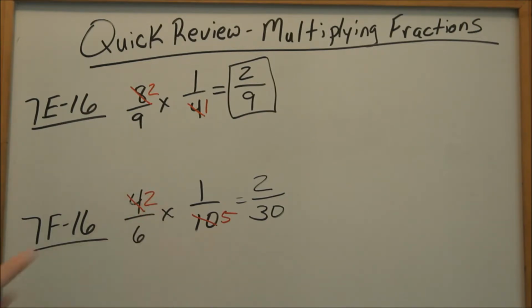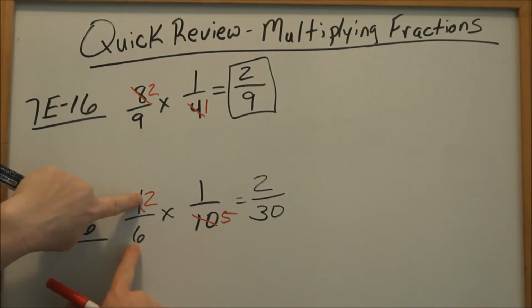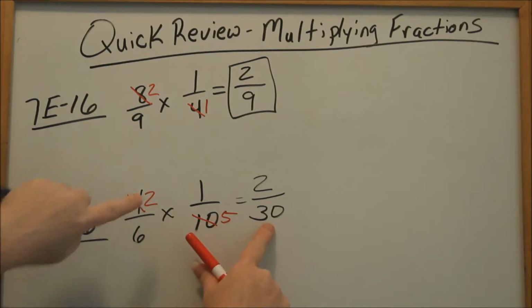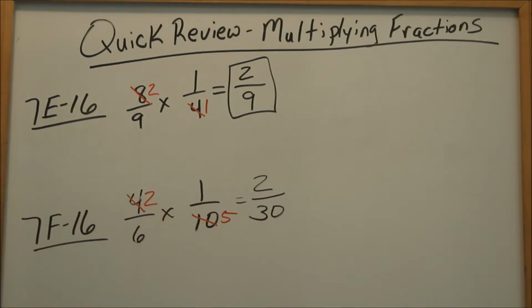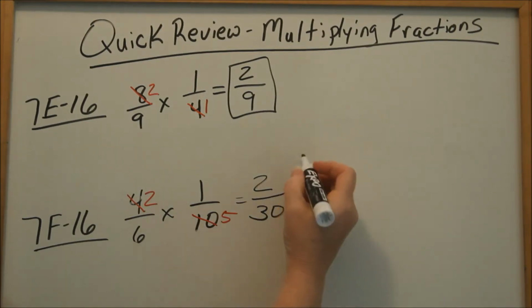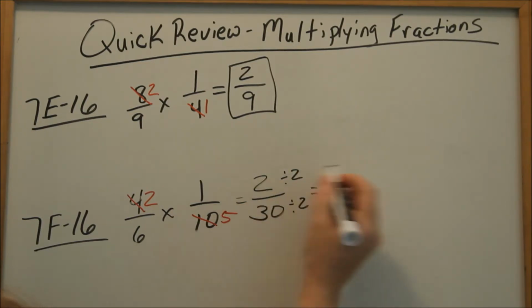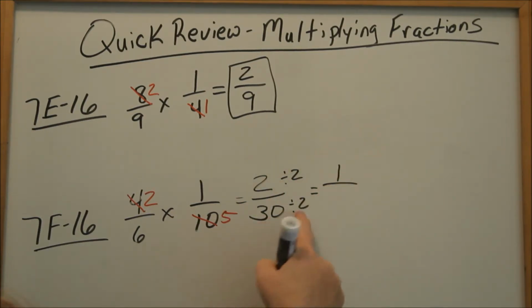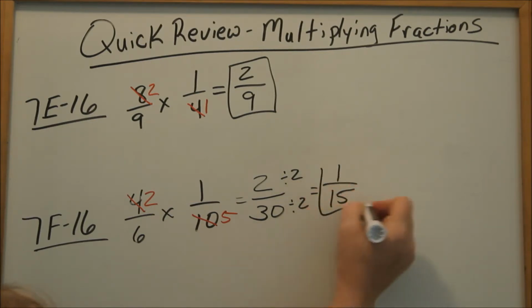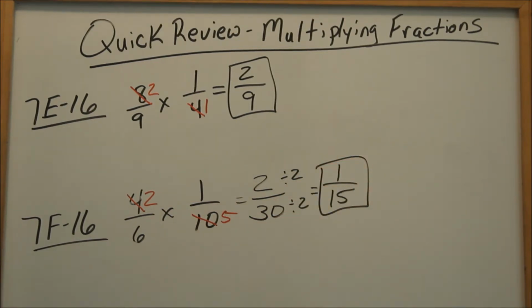Turns out I could have reduced 2 and 6 right here. So I could have reduced from numerator to denominator right here, and because I didn't reduce right here, then I can still reduce at the end. Okay, so I'll go back and work this again, but I can reduce here. So I can divide them both by 2. 2 divided by 2, 1. 30 divided by 2, 15. 1/15. I'm going to rewrite this here.